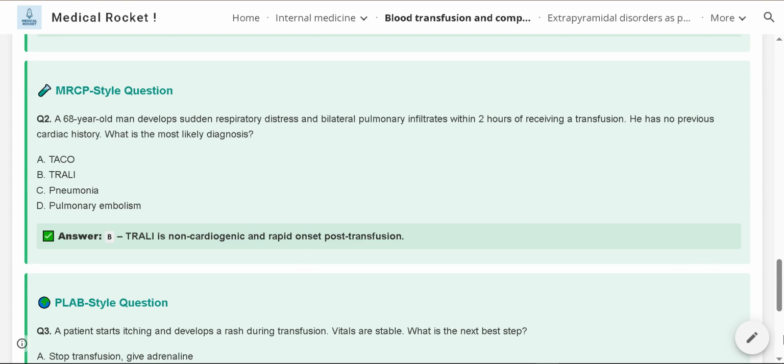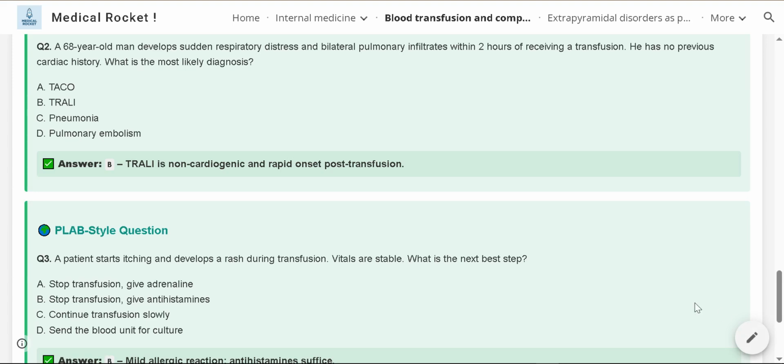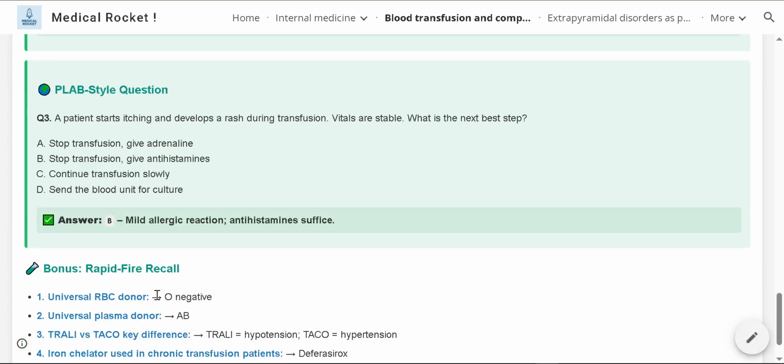PLAB-style question Q3. A patient starts itching and develops a rash during transfusion. Vitals are stable. What is the next best step? A. Stop transfusion, give adrenaline. B. Stop transfusion, give antihistamines. C. Continue transfusion slowly. D. Send the blood unit for culture. Answer B. This is a mild allergic reaction. Stop the transfusion and give antihistamines. No need for adrenaline unless it progresses to anaphylaxis.